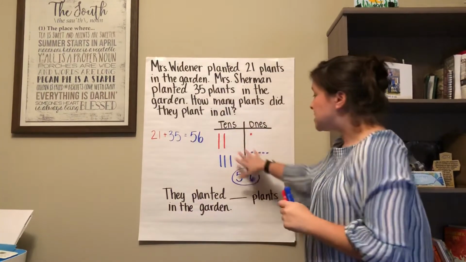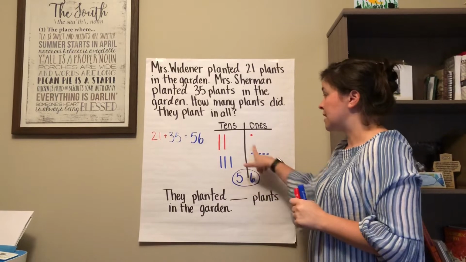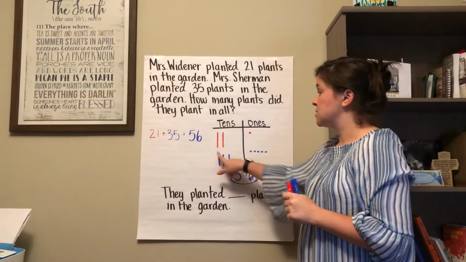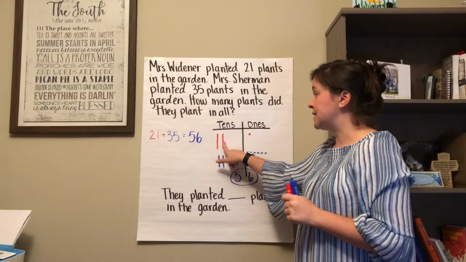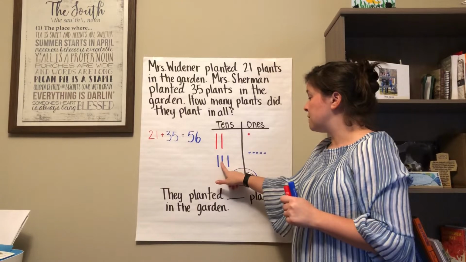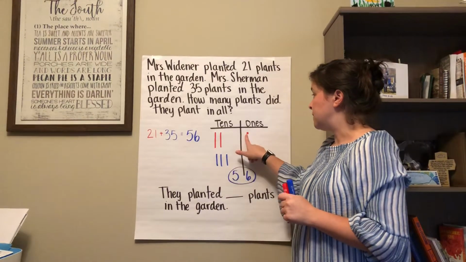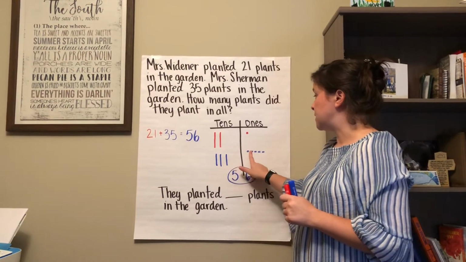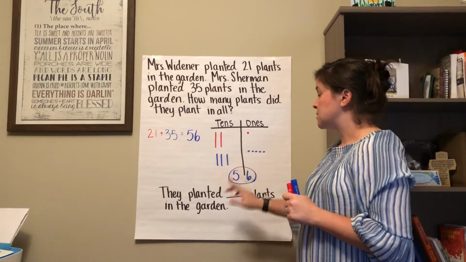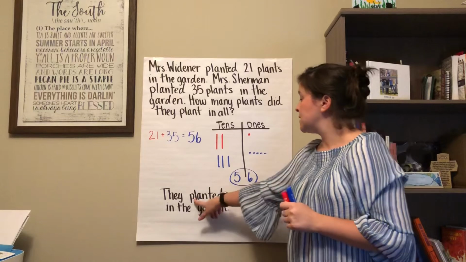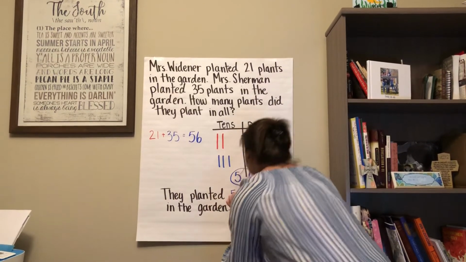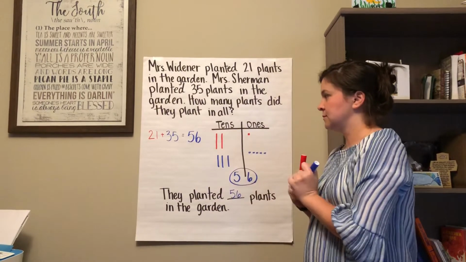When I have it finished in my T-chart and I do it this way, I can also then count them all together to make sure that I got it right. So remember, when we're counting in the tens place, we're counting by tens. So 10, 20, 30, 40, 50, 51, 52, 53, 54, 55, 56. So now I can put in my answer sentence, they planted 56 plants in the garden.